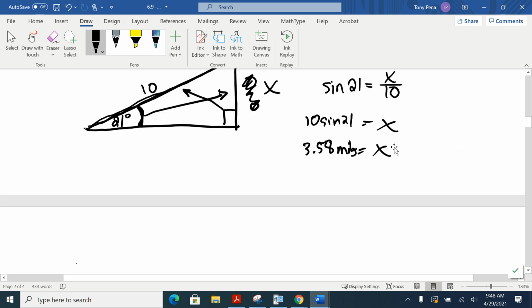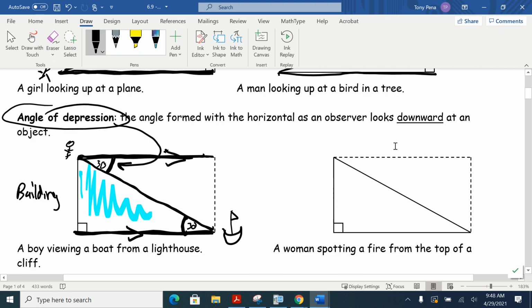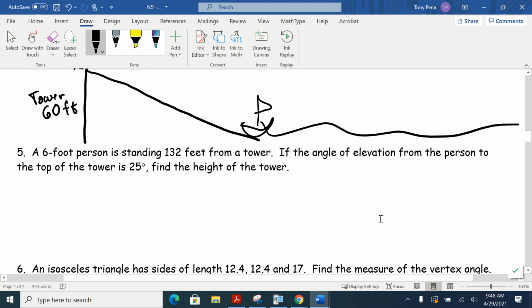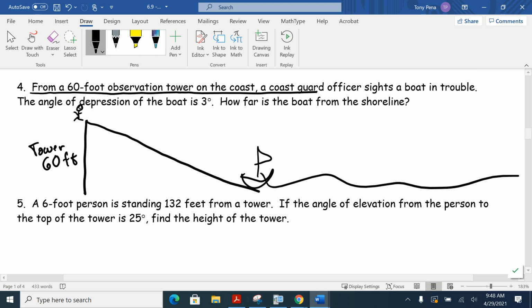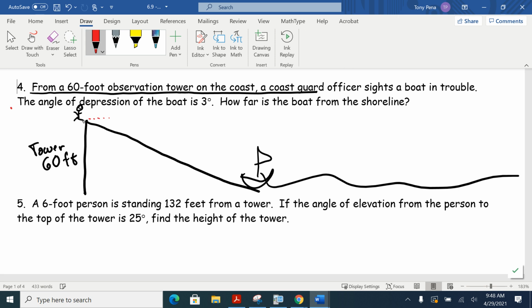remember what angle of depression is. Let me go back up to when we drew this in. The angle of depression is still formed with the horizontal and your downward angle. So the horizontal along with the downward angle. If I have this guy standing up here, his horizontal would really be looking out straight across. So this is the horizontal. This is his downward angle. So the angle of depression is this guy right here. That is a 3-degree angle.